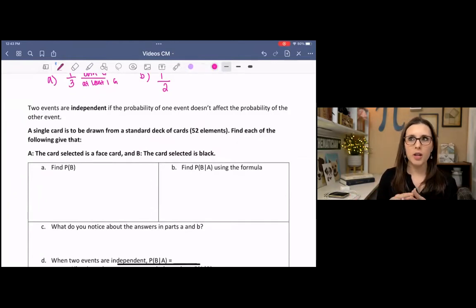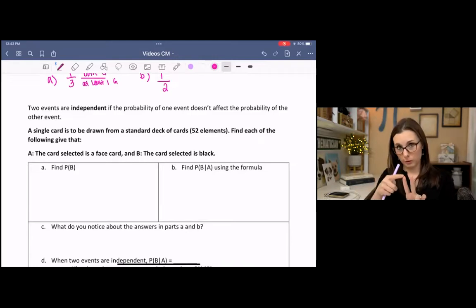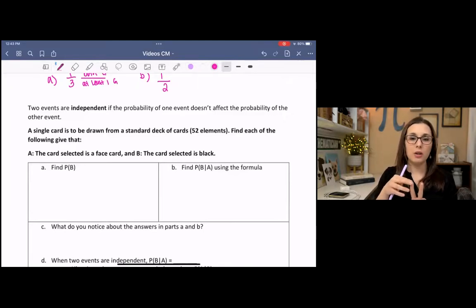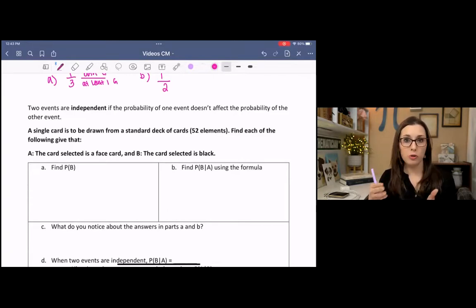So if we have a deck of cards and we're going to draw 2 cards, and I draw a card and keep it in my hand, then for my second draw, I have 1 less card in my standard deck. So my second card depends on what I got in the first draw. Now it's different if I draw a card, put it back, and then draw again. Then those 2 events are independent because one does not affect the other. I still have the entire deck of cards to choose from.